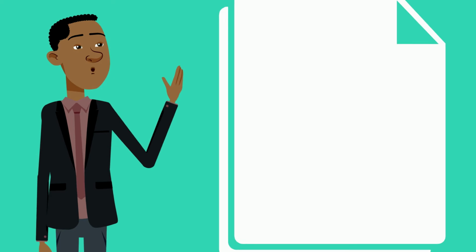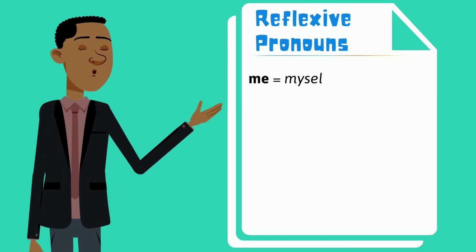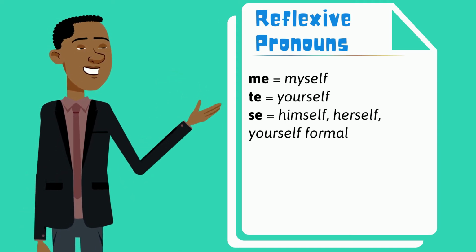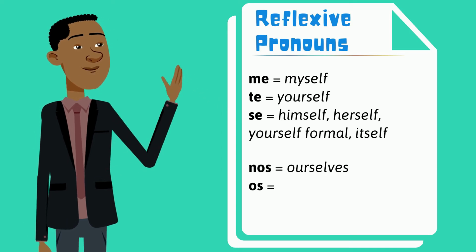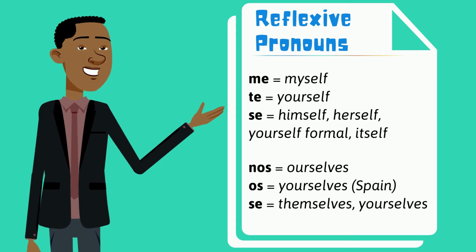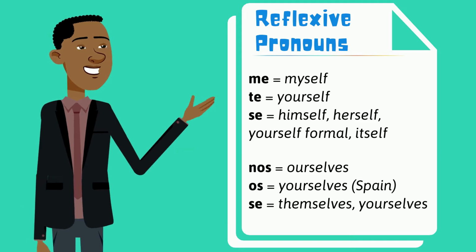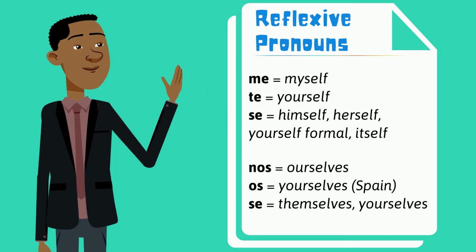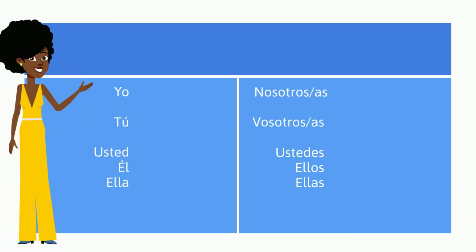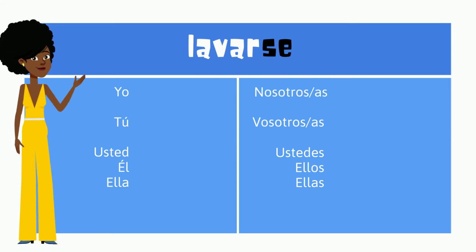To conjugate reflexive verbs, you need to know reflexive pronouns. Me means myself, te, yourself, se, himself, herself, yourself formal, and itself, nos, ourselves, os, yourselves only in Spain, and once again, se could also mean themselves or yourselves. Now we will learn how to conjugate reflexive verbs. We will use the reflexive verb lavarse once again as an example.